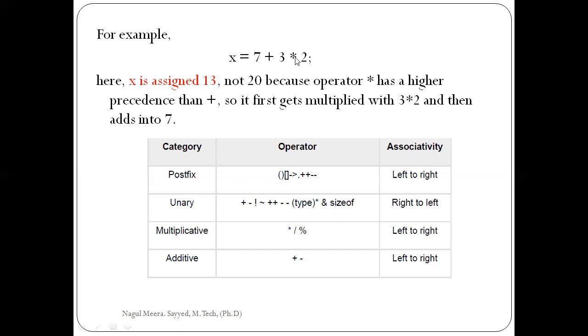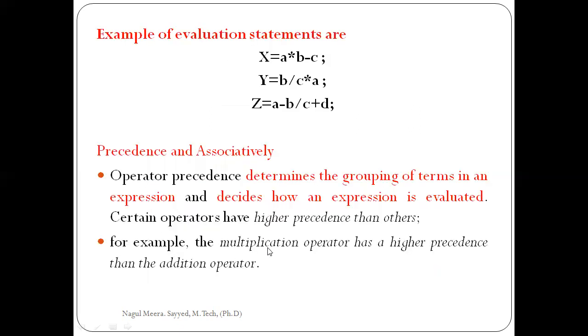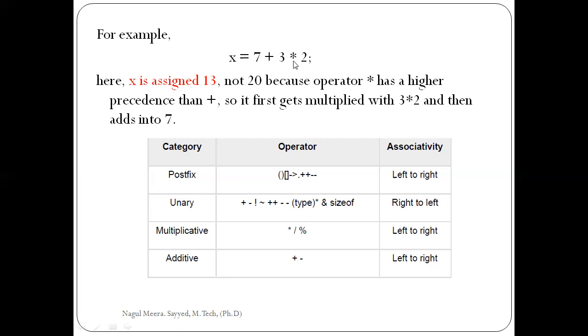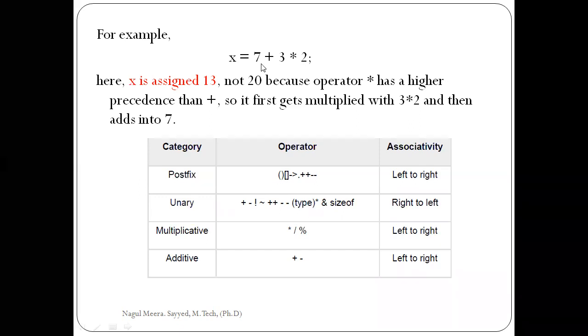How 20? For example, here what is the result? 7 plus 3 into 2. That means first which operation is performed? 3 into 2 is performed. So here the example says the multiplication operator has a higher precedence than the addition operator. That means first the multiplication operation is performed and then the addition operation. 3 into 2 is 6, 6 plus 7, that means 13. So this is the result.